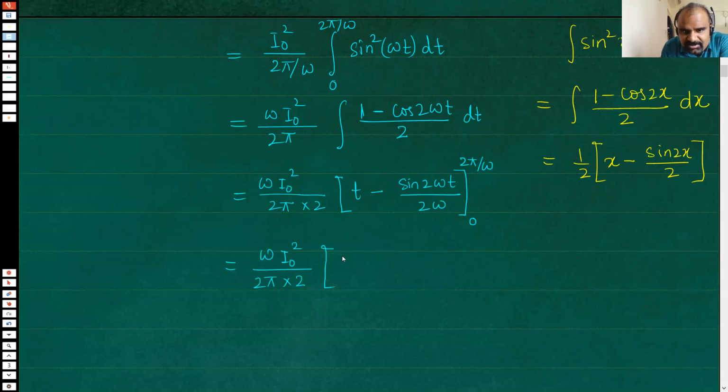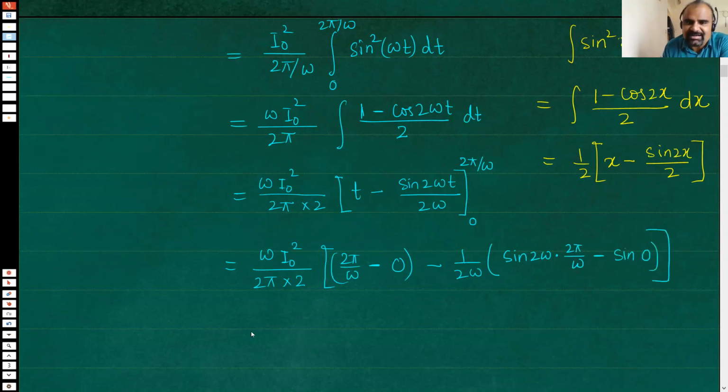Okay, now let's put upper limit. So 2 pi by omega minus 0. Here I put t minus this, and then minus of, here again I will put upper limit minus lower limit. So 1 by 2 omega I have taken common. Sine of 2 omega into 2 pi by omega minus sine of 0. Is that clear? Omega I naught square by 4 pi, 2 pi by omega, and then minus 1 by 2 omega.